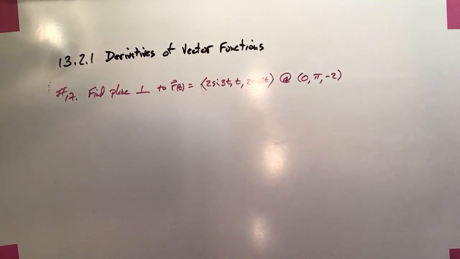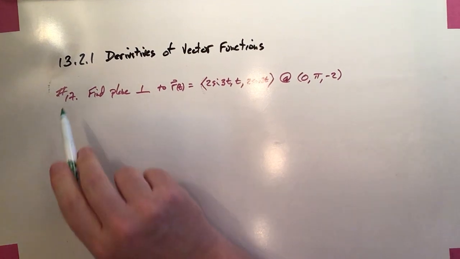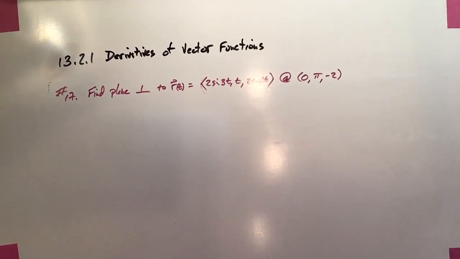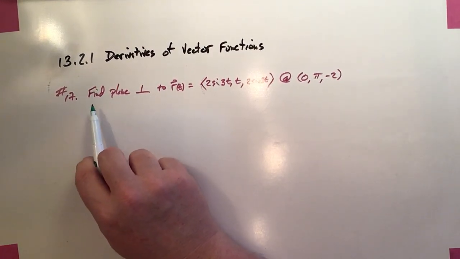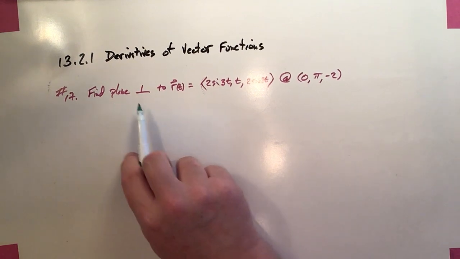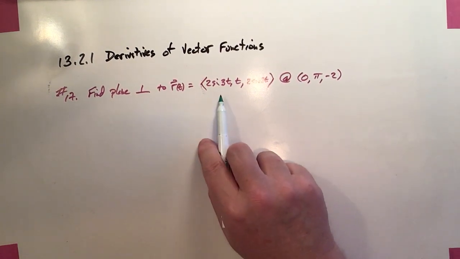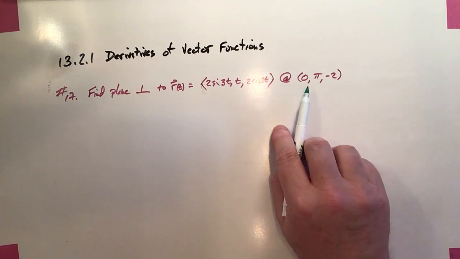Okay, this is section 13.2, derivatives of vector functions, and this is practice problem number 17. In this one we want to find the equation for the plane that is perpendicular to this vector function going through this particular point.